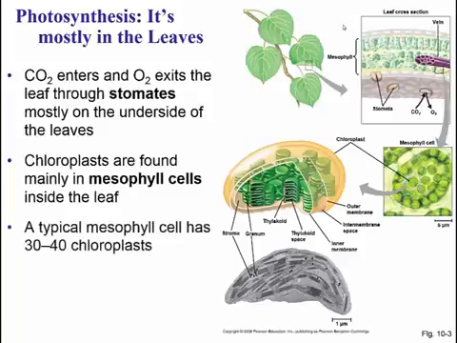And often when we draw our cells, we tend to put a chloroplast or maybe a couple of chloroplasts, but in reality there are lots and lots of chloroplasts in some cells. There tend to be 30 to 40 of them. So if you look at the picture here, all those little green balls are chloroplasts.